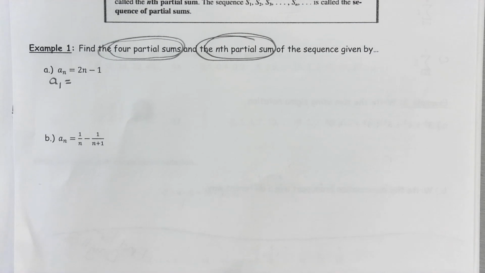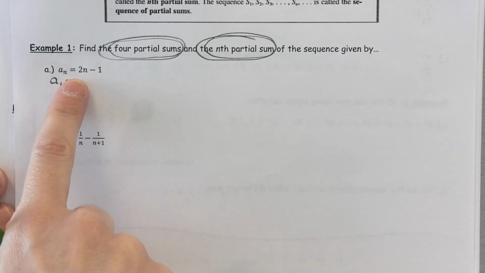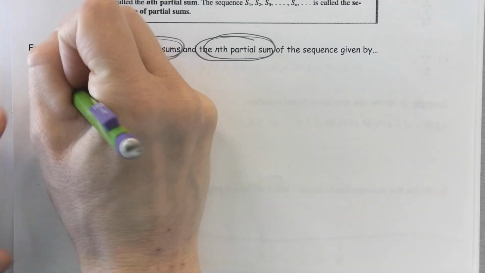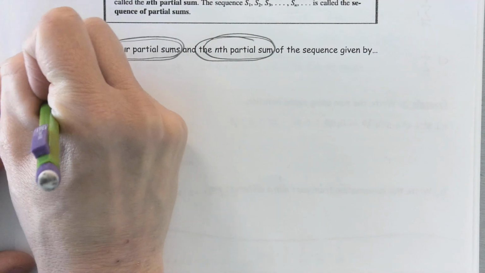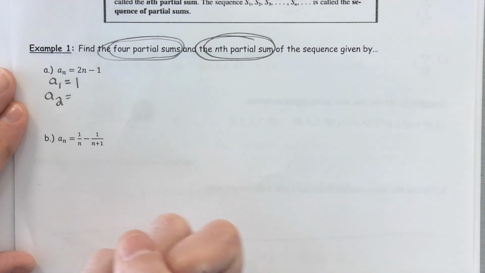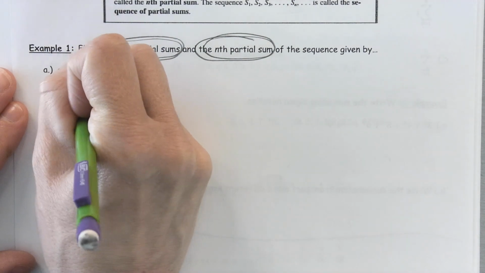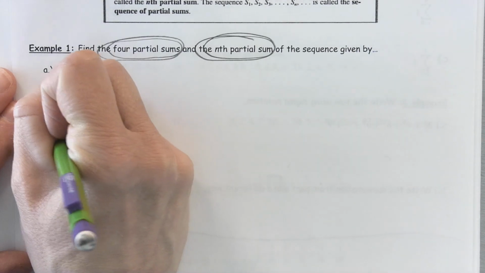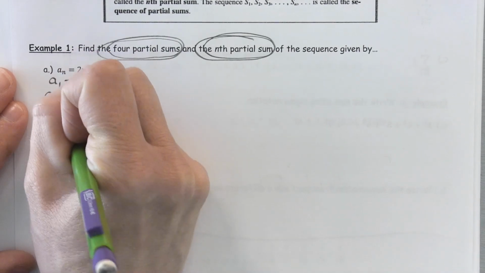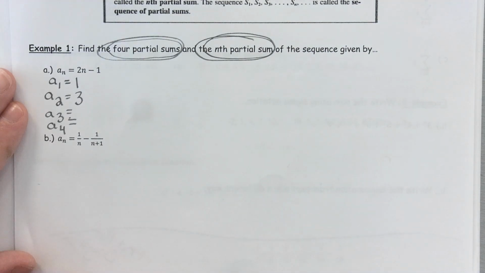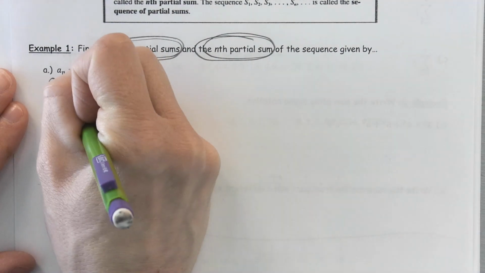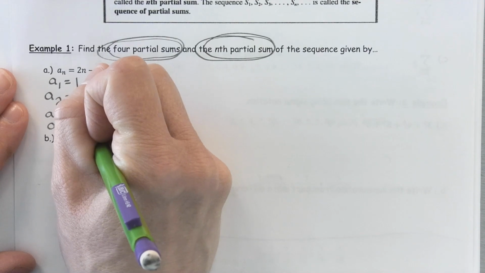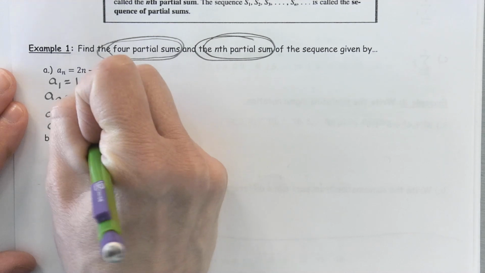So go back to Friday. Remember, we were just finding terms. If I want to find A1, what do I do with the 1? Plug it in. 2 times 1 is? 2. Minus 1 is? 1. Okay. A sub 2, we plug in the 2 and we get out what? 3. A sub 3. Let's keep finding them until we get up to A sub 4. So let's find 2 more. What's A sub 3? 5, and then 7. Okay.